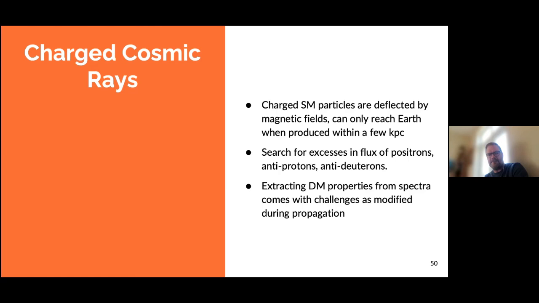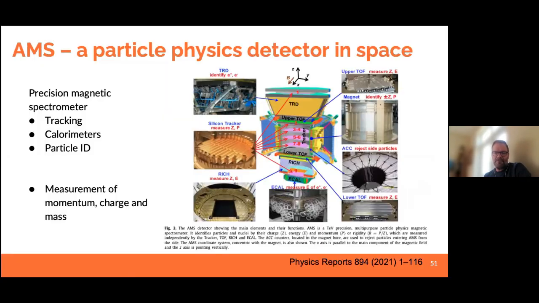However, extracting dark matter properties from those spectra is much more challenging, as they will be modified during the propagation, right? As was mentioned, there are magnetic fields in the galaxy, but it gets much more complicated once they come close to the sun, because the sun's magnetic field reaches out quite far, but is fairly unstable. So there are a lot more conceptual and, I guess, experimental challenges associated with this.